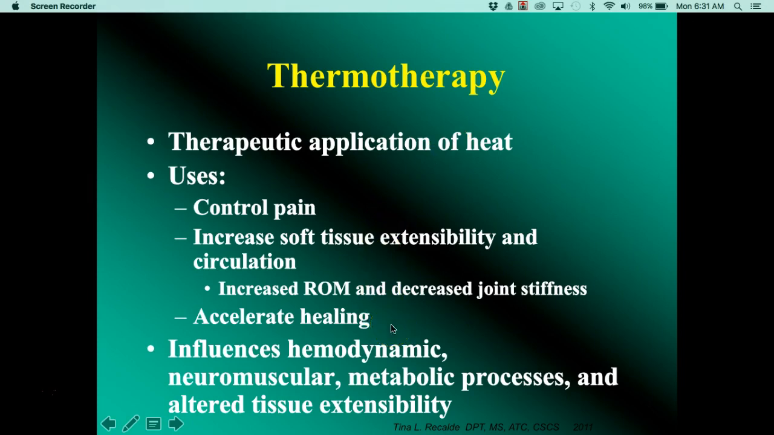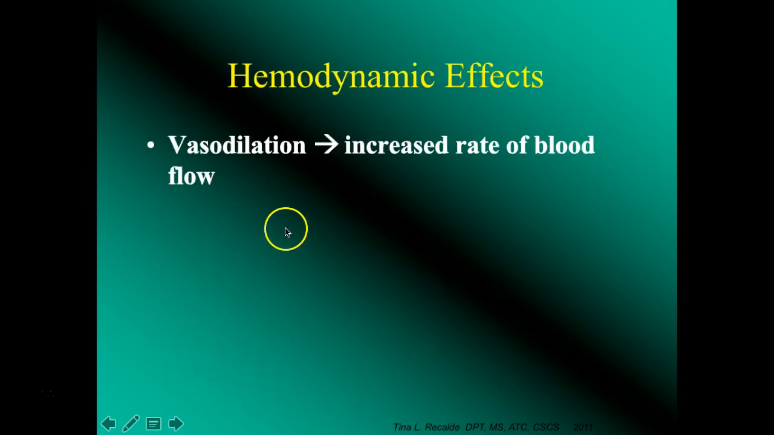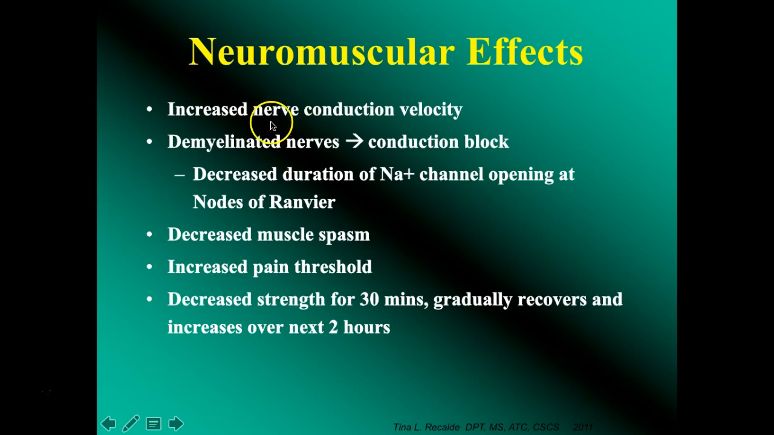You get the influence of the hemodynamic system, the neuromuscular system, metabolic processes, and altered tissue extensibility. So these are all influenced by that thermal heat. The hemodynamic effect, obviously, is vasodilation, where you get that increased rate of blood flow. You also have an increased nerve conduction velocity. Demyelinated nerves get a conduction block.